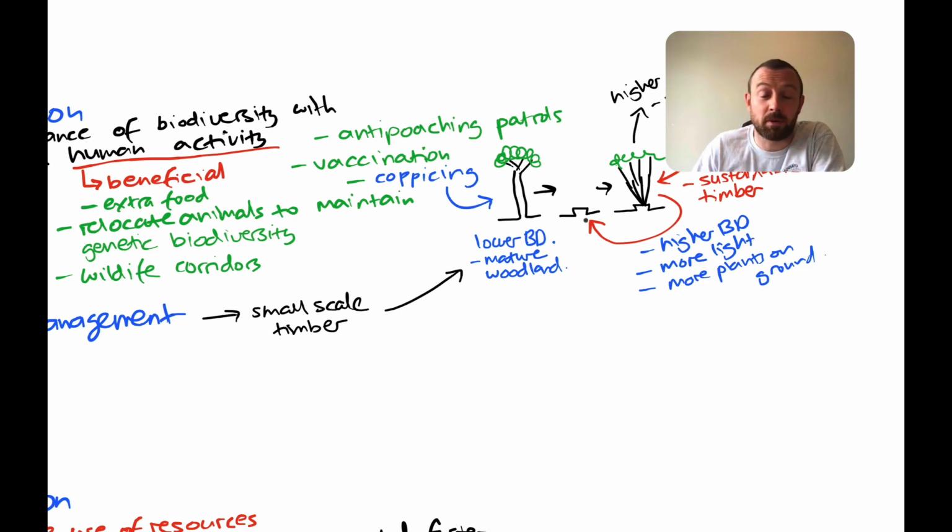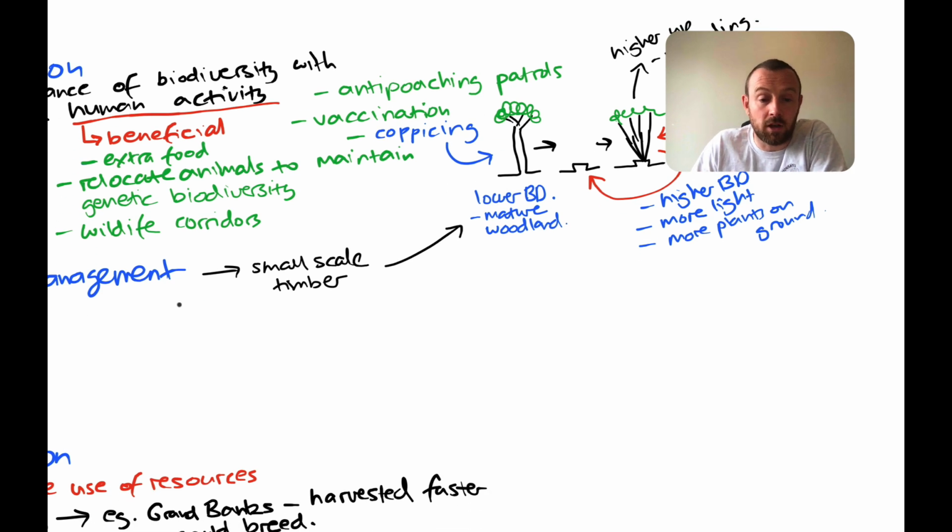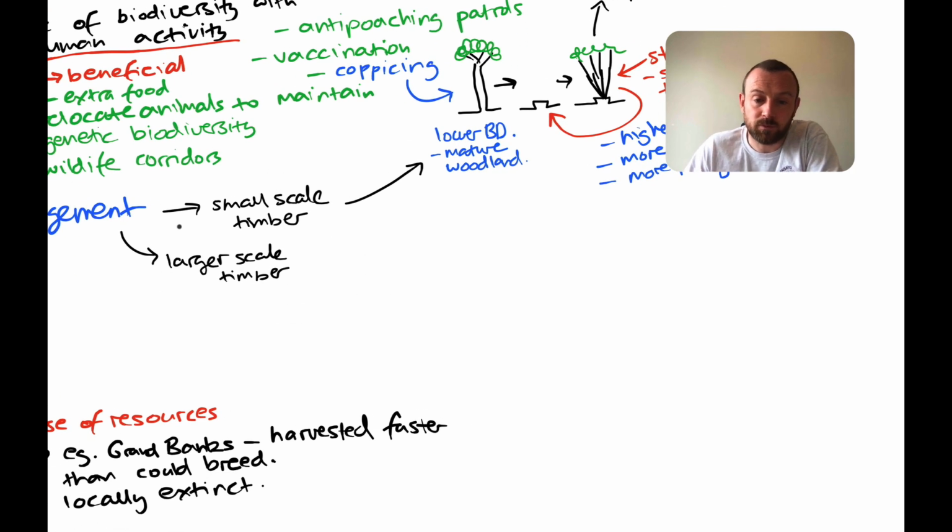Is this kind of coppicing strategy. We can also have larger scale management. So larger scale timber management involves a few different strategies. We could have clear felling and replanting.